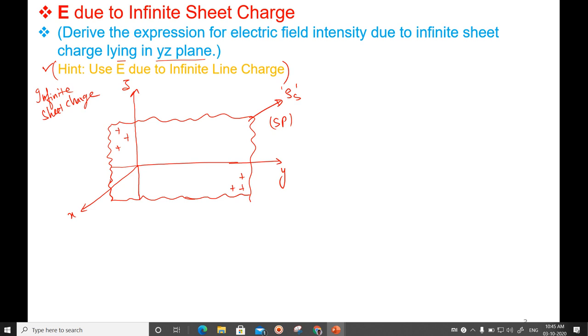Then let me extend this x-axis so that it will be easy for me. I'll consider one point, field point P. This is the field point where I want to find out electric field intensity. So instead of considering this entire sheet, let me consider a strip, because I know the electric field intensity E due to infinite line charge. Let me take the strip having smaller width. This smaller width means I can look at this as infinite line charge.